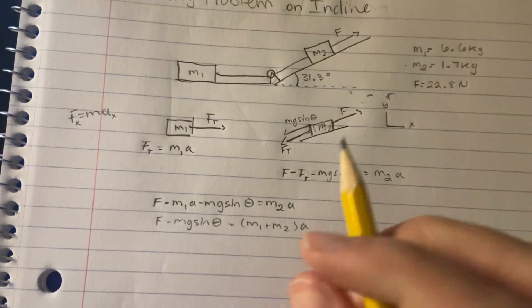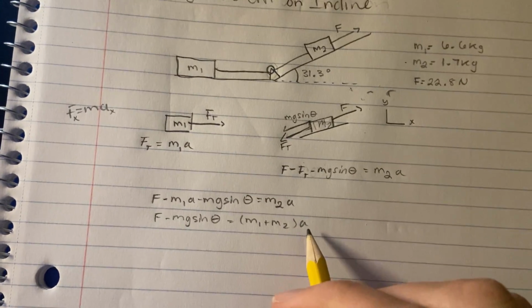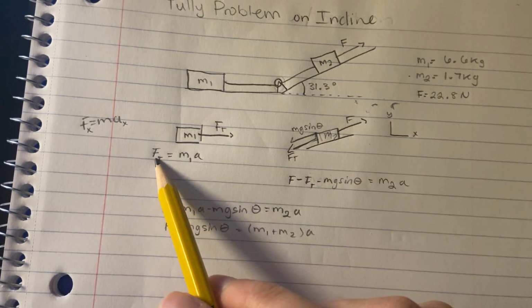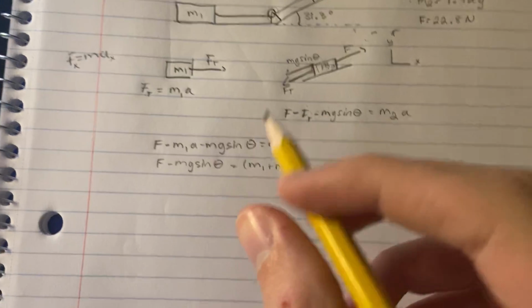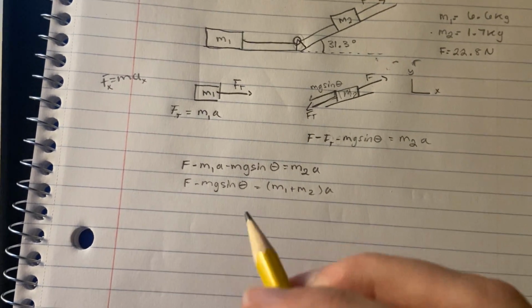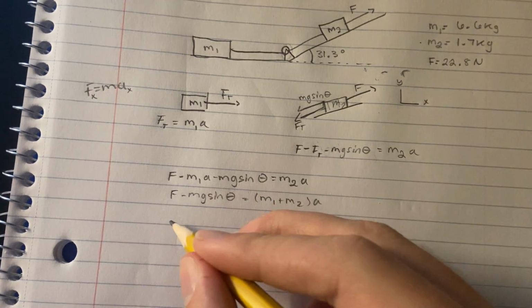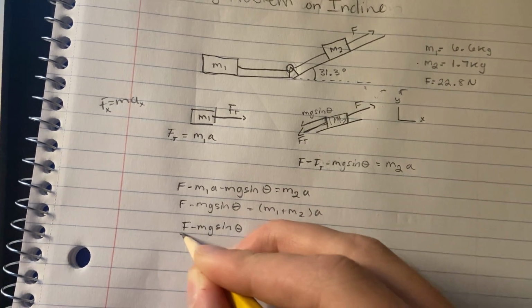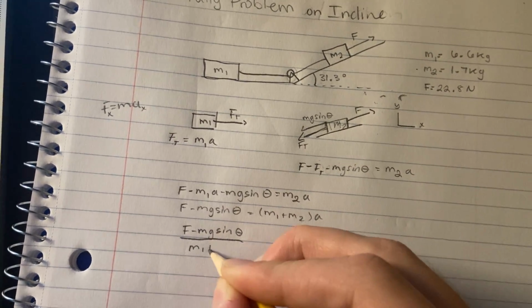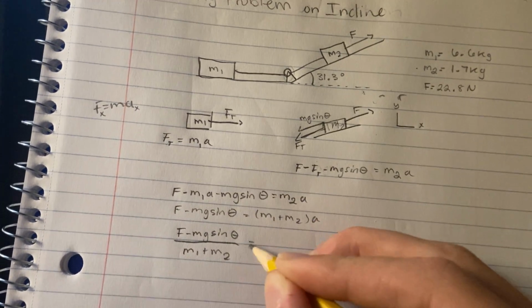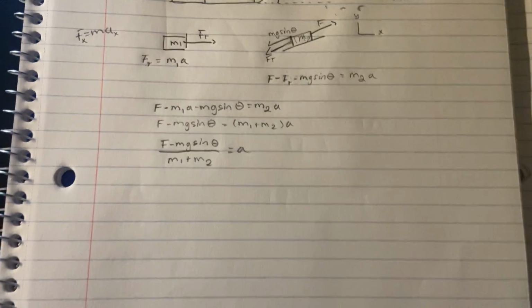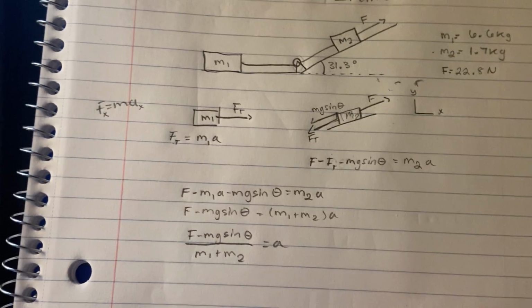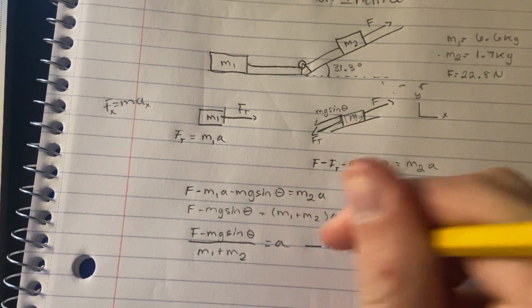So now we're going to need to find the acceleration to plug back in so we can find the tension. So a is equal to F minus mg sine theta over m1 plus m2. All right, so now we're going to plug all this fun stuff in.